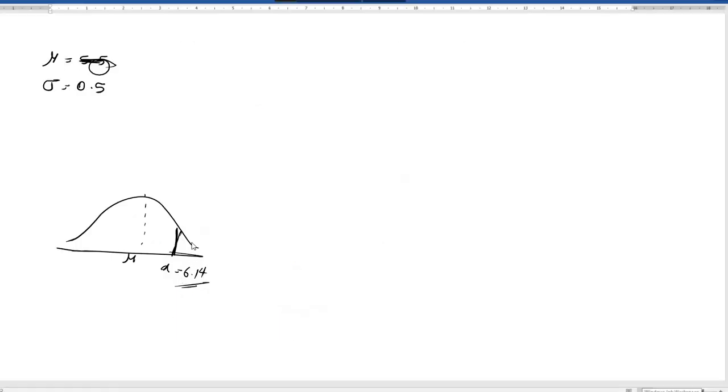So that area, this area, is now 5%. If that's 5%, therefore this area would be 45% this time. Okay? So again, let's write the equation as we had, z equal to x minus mu over sigma. X is known. X is 6.14. Mu not known. Sigma is known.